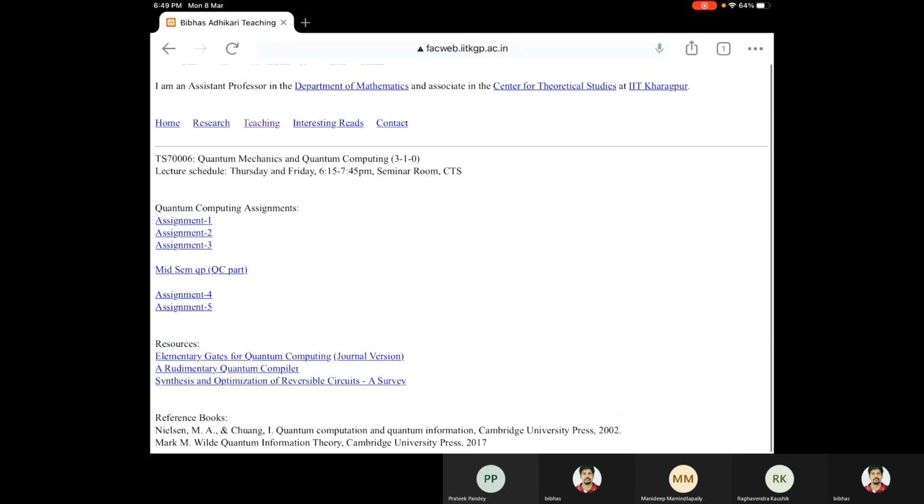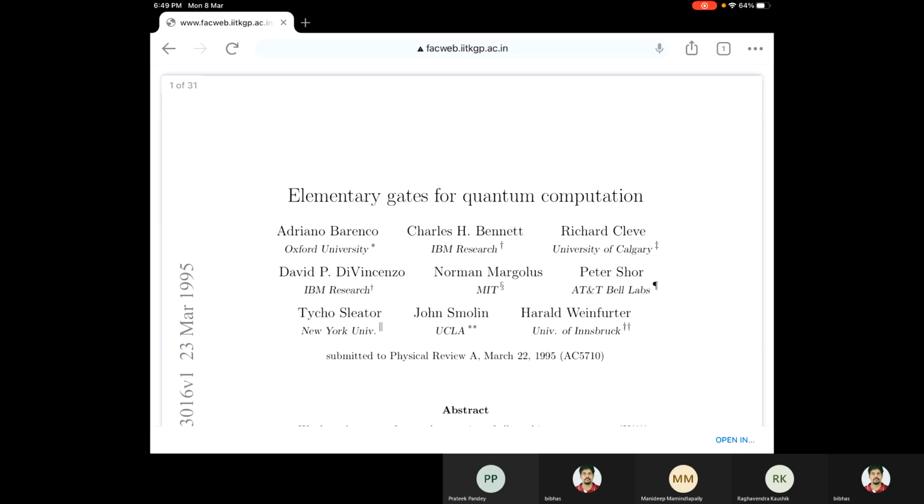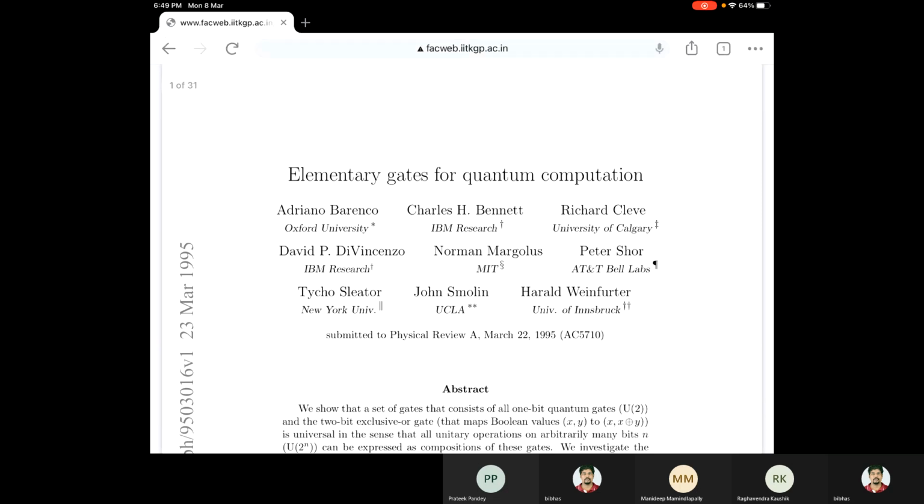Okay, and then here in resources, the first link, elementary gates for quantum computing. So this is the archive version, and in brackets there is a journal version, but you will not have a subscription because you're outside the campus. So you read this one. This is what is called elementary gates for quantum computation, and this is the paper which appeared in 1995.